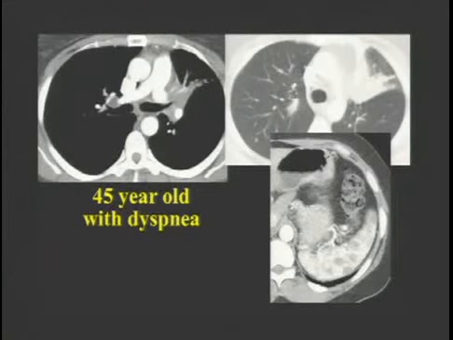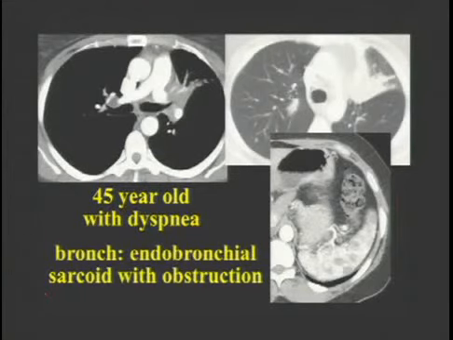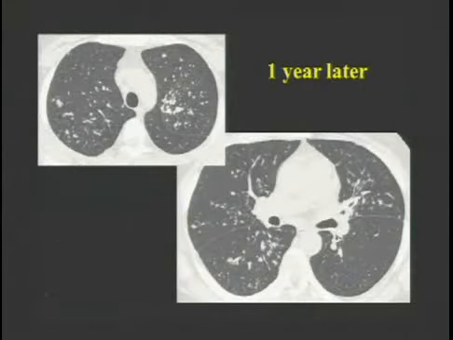Well, he had a bronchoscopy, and sarcoid was diagnosed. There were endobronchial granulomas that were causing the left upper lobe bronchial obstruction. He was treated for sarcoid, and a year later came back with a CT scan that's more typical of cases of sarcoid we see, with some patchy nodules that are peribronchovascular and subpleural, a typical appearance of sarcoid on high-res CT.